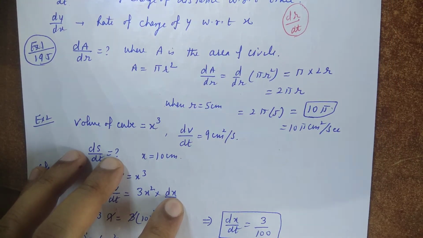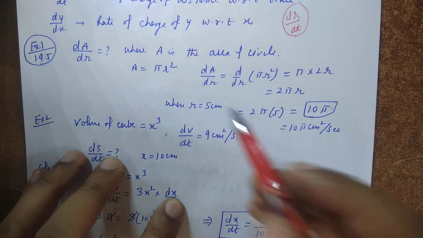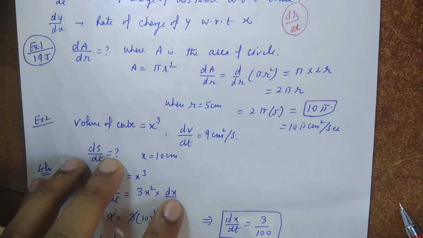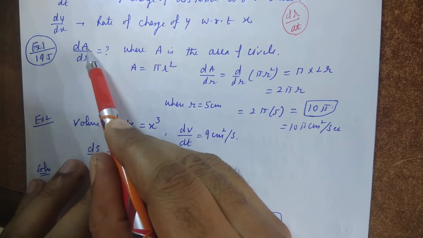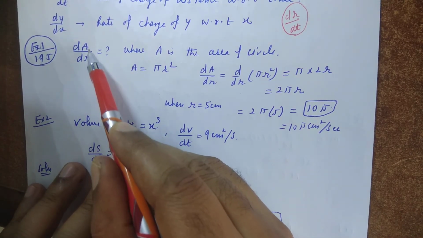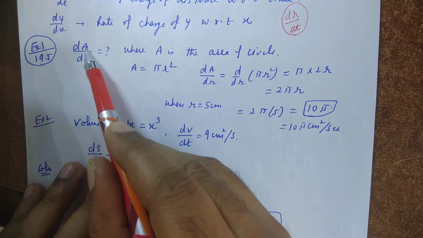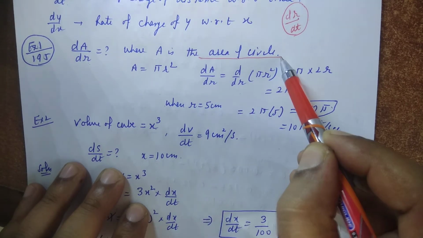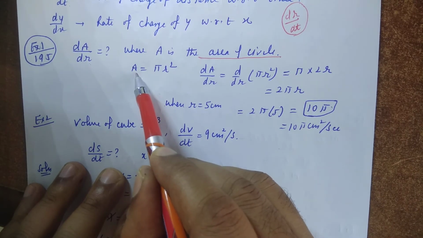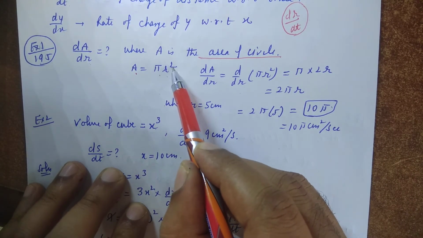First example. The first example is saying find the rate of change of area of the circle per second with respect to its radius. That means rate of change of area of circle with respect to radius. That means dA over dr, where A is the area of the circle. Now if A is the area of circle, so area of circle, we know that it is equal to pi r square.